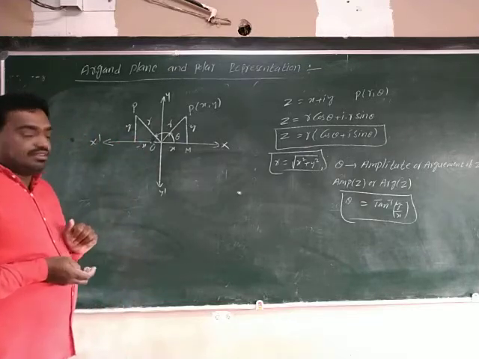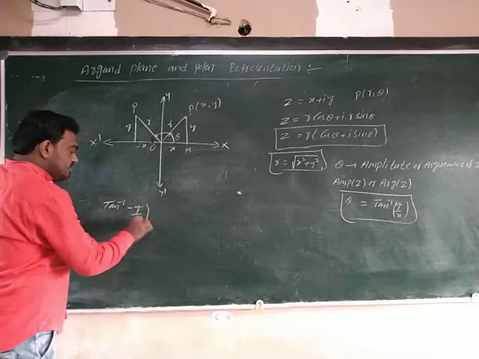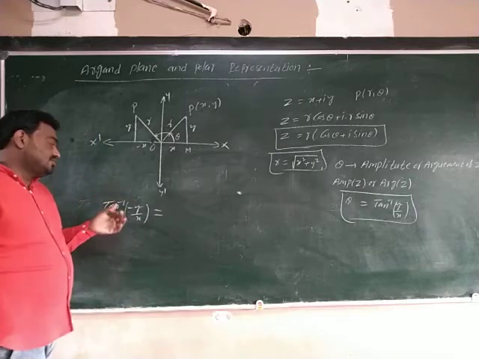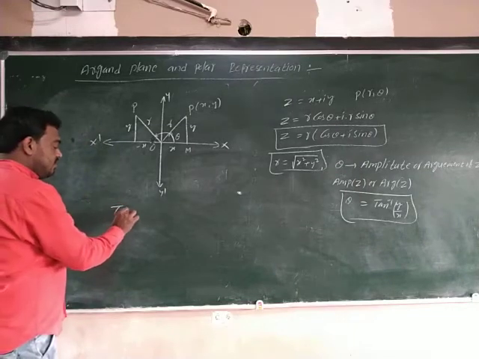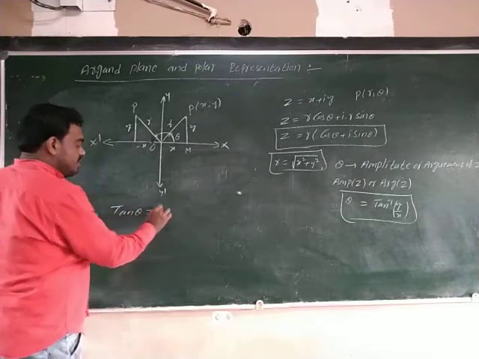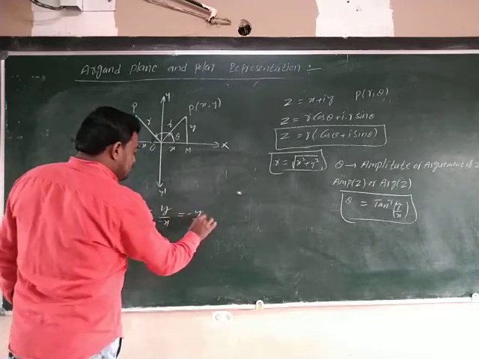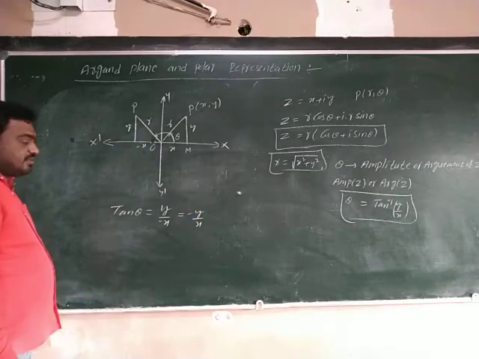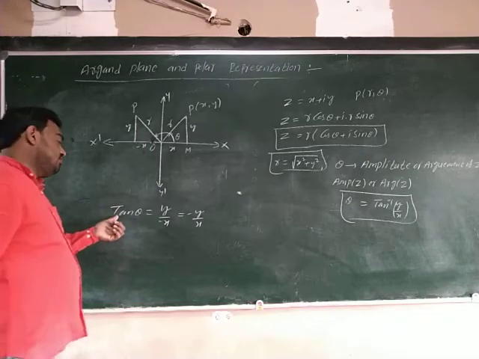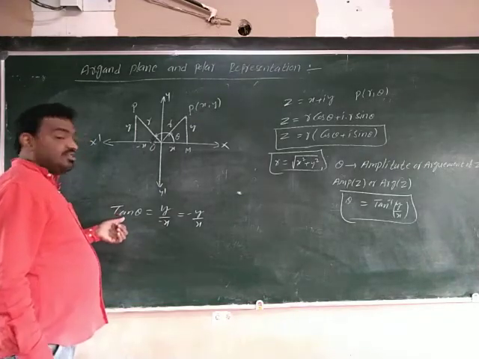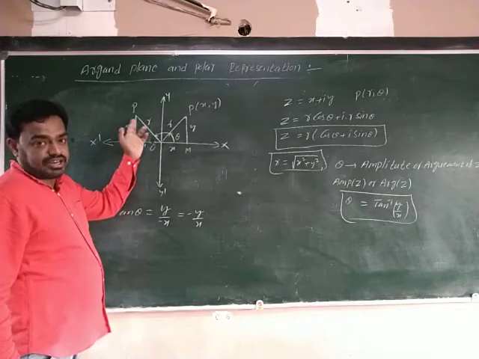Minus y by x means tan inverse of minus y by x. In second year we already know this one. Otherwise we do one thing. You see, tan theta is equal to y by x, but here x is negative, so minus y by x. So tan theta value is negative. In which quadrant? Second and fourth quadrant. The second quadrant equivalent angle is pi minus theta.